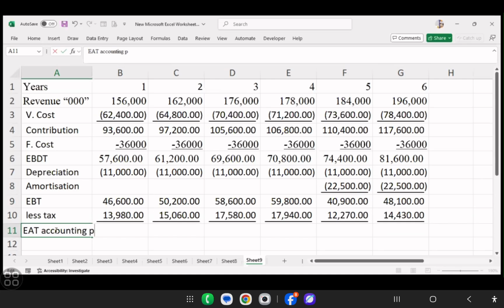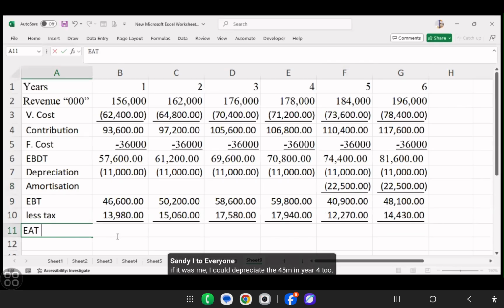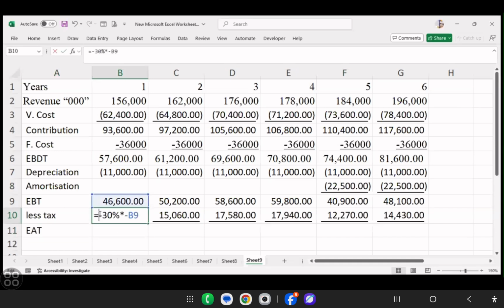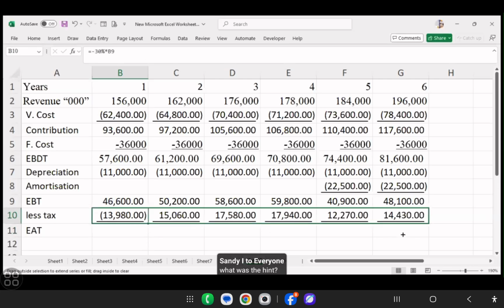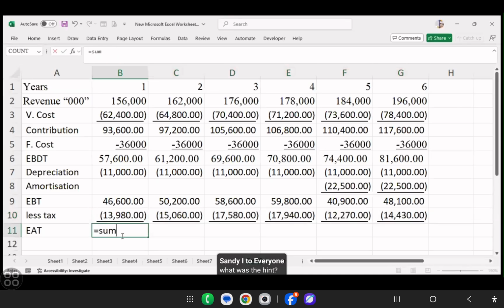Let me not put the word accounting profit. Just understand that that is it. So this is taxation. We are minusing tax. Oh yeah, I had put two negatives. This is equal to, you pick the earnings before taxation, you minus tax, like that.